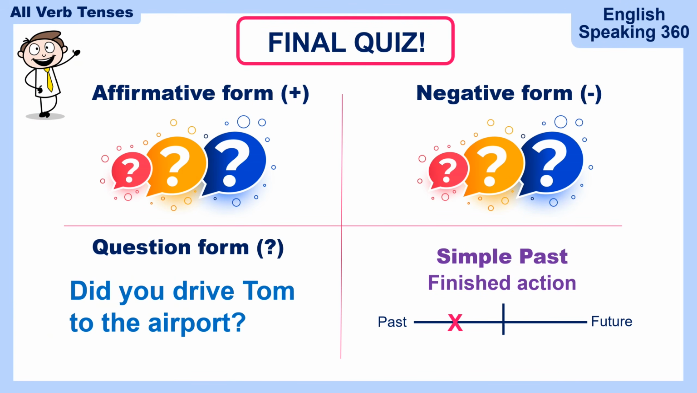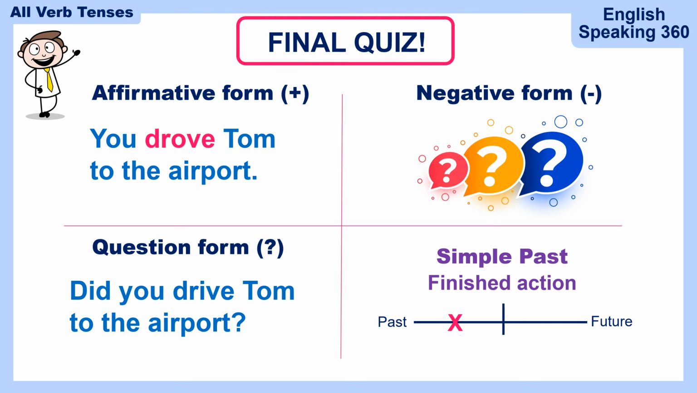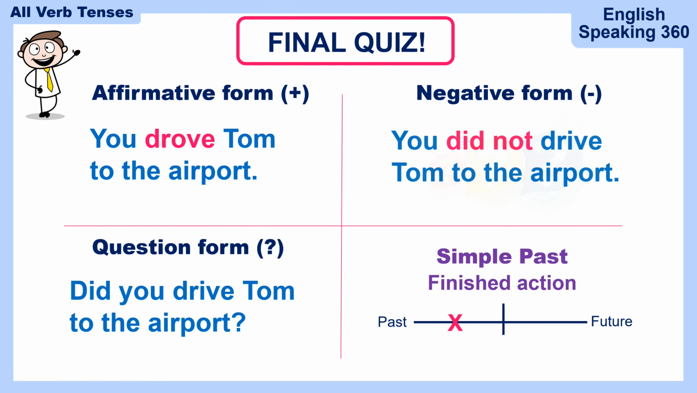Here's your first question. So now I'm giving you 1 square and you have 2 squares to guess. Here we have a simple past verb. Okay, it's a simple past question with a finished action in the past. Did you drive Tom to the airport? What is the affirmative form? You ready? 3, 2, 1. You drove Tom to the airport. Drove is the past tense. How about the negative form? Give it a try. You did not drive Tom to the airport, or you didn't drive Tom to the airport.